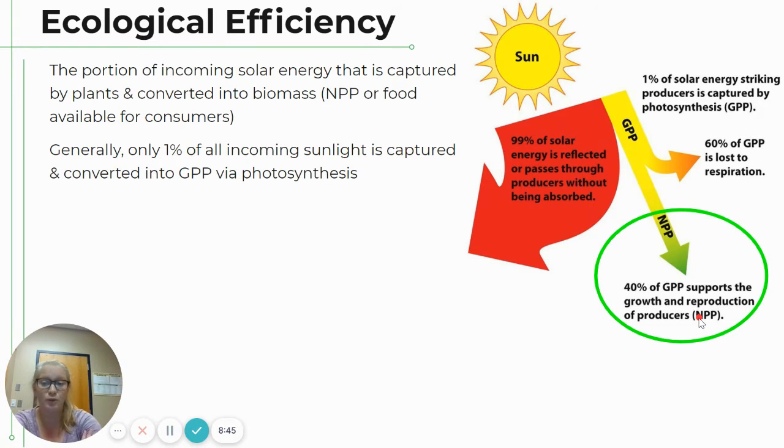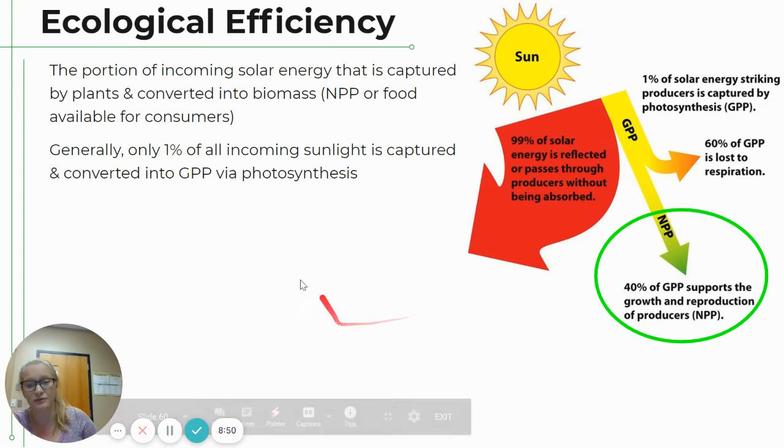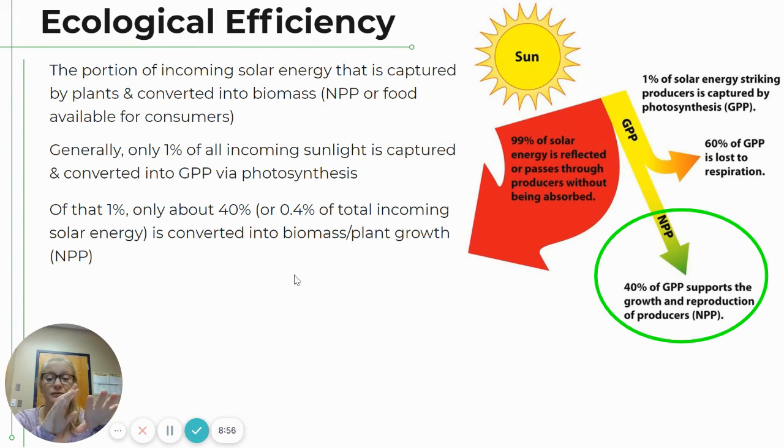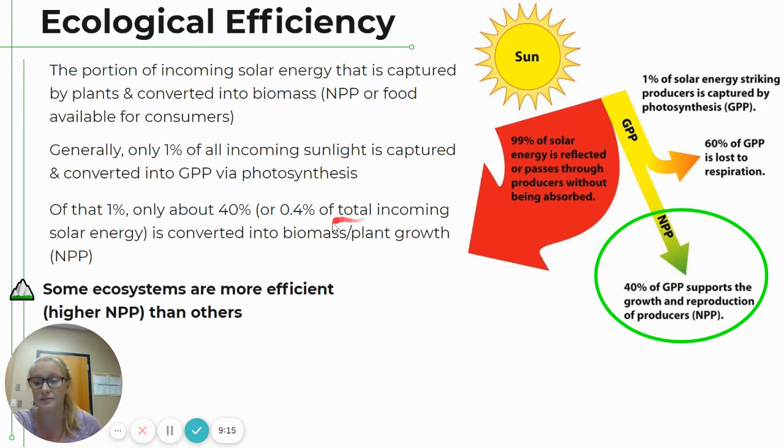So generally only 1% of all incoming sunlight is captured and converted into GPP via photosynthesis. Of that 1%, 40% of that 1%, so 0.4% of the total incoming solar energy, is converted into biomass. It's converted into fruit for those plants to eat. So 0.4% of the total incoming energy is converted into plant growth. NPP is what they can put into their bank account.